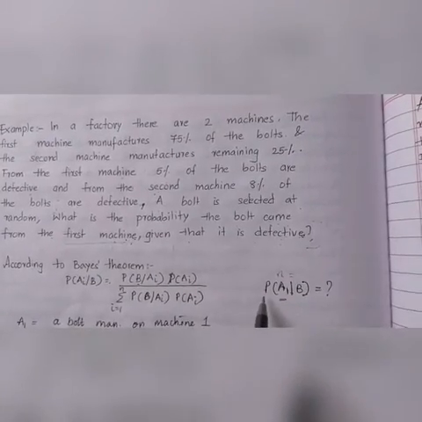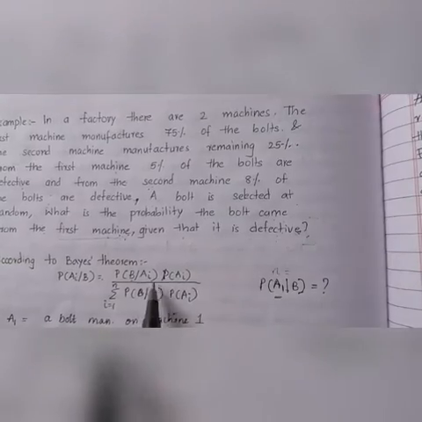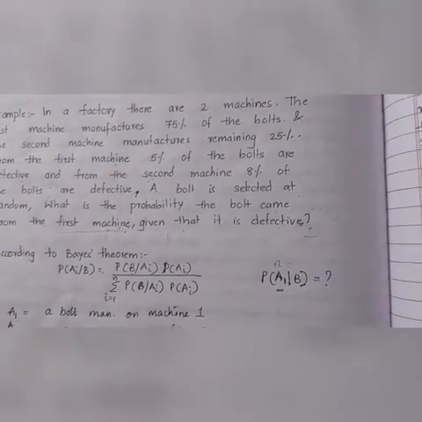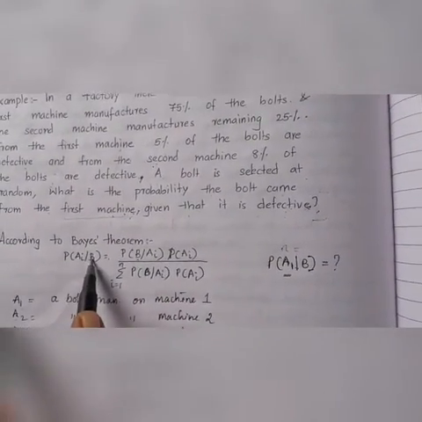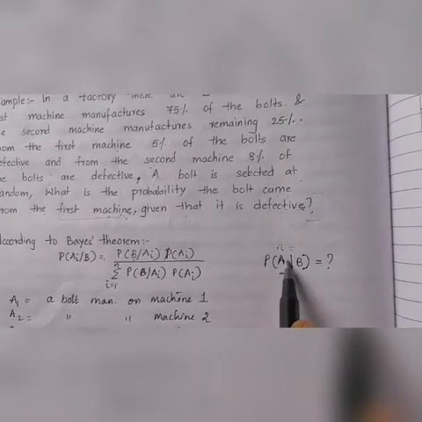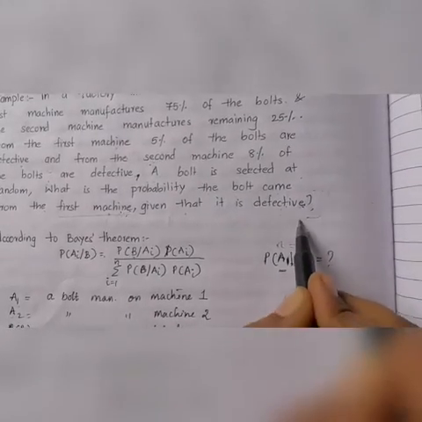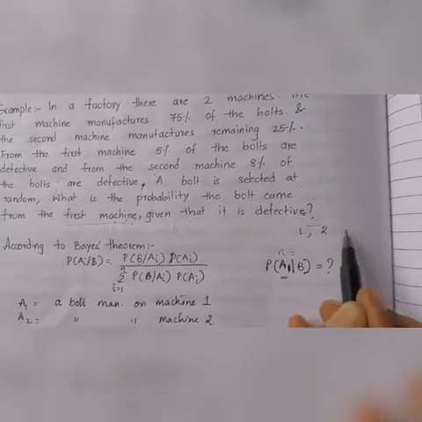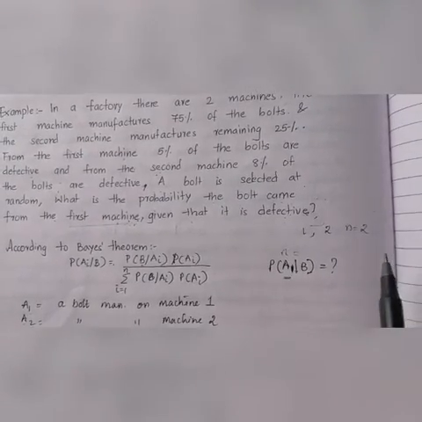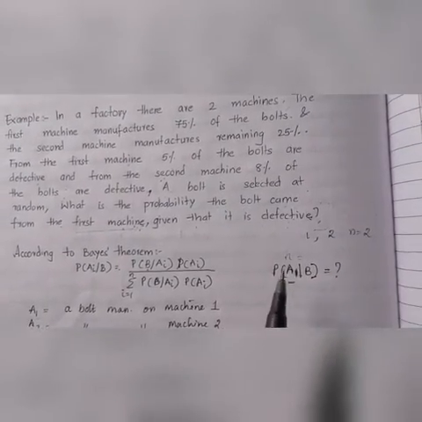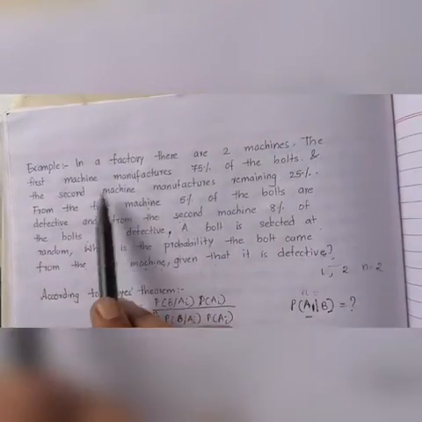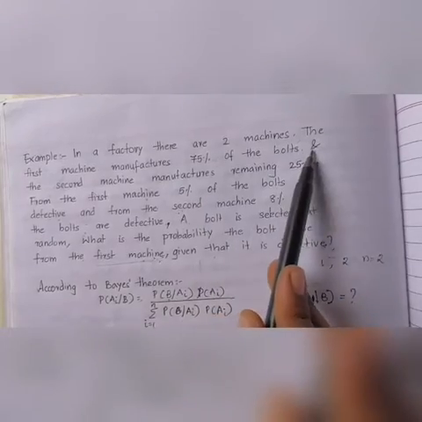Now look at the formula here. We have P of Ai given B. This is what we are supposed to find, right? But how many events do we have? First machine and second machine, so n is equal to 2 here. Now let us write down what information we have. In a factory there are two machines. The first machine manufactures 75% of the bolts.